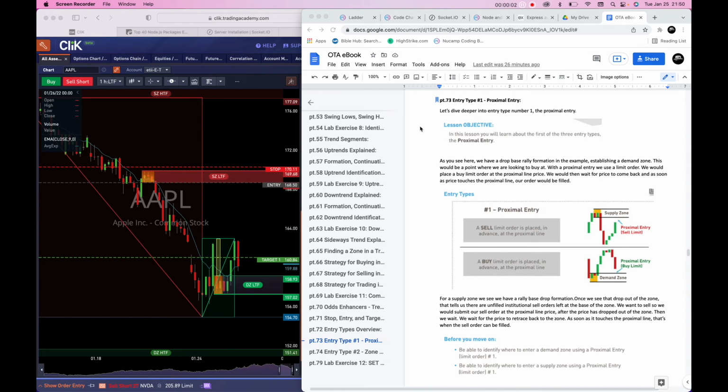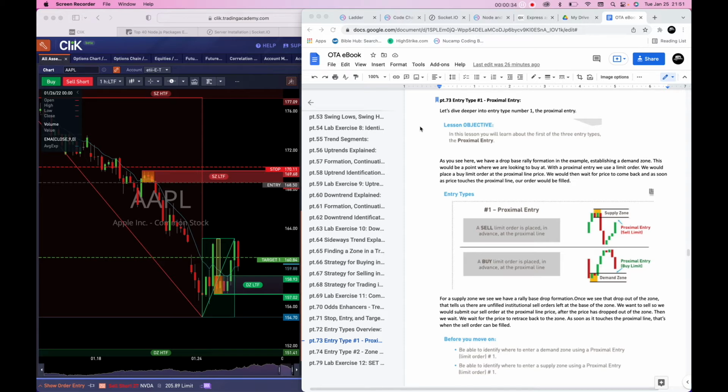Let's dive deeper into entry type number 1. In this lesson, you will learn about the first of the 3 entry types, the proximal entry. As you see here, looking at the entry types on the right side of the screen, we have a drop-based rally formation in the example, establishing a demand zone. This would be a point where we are looking to buy at.